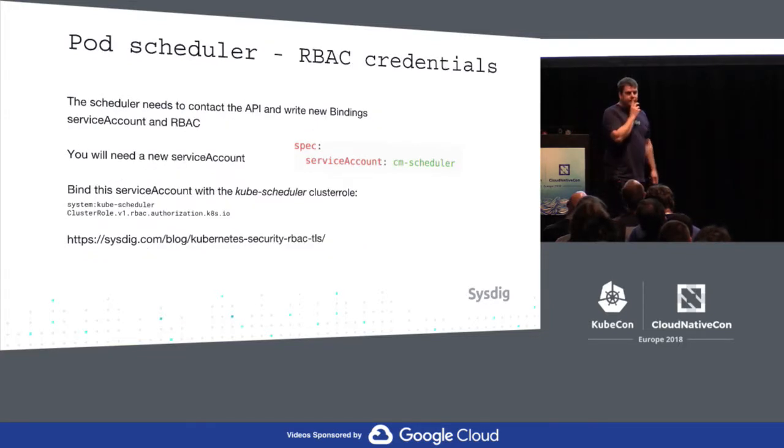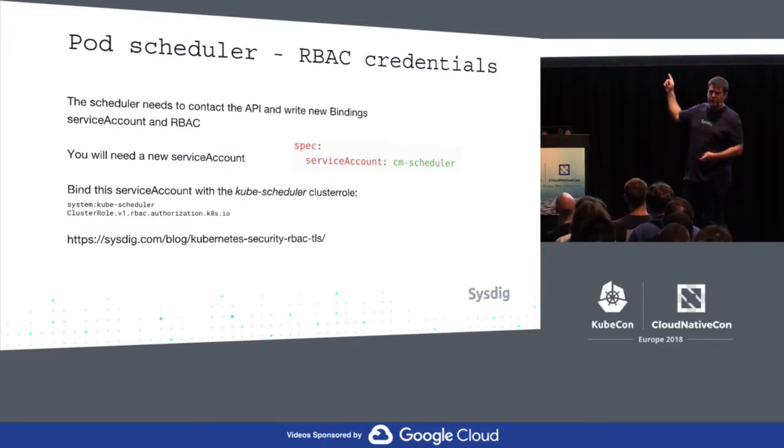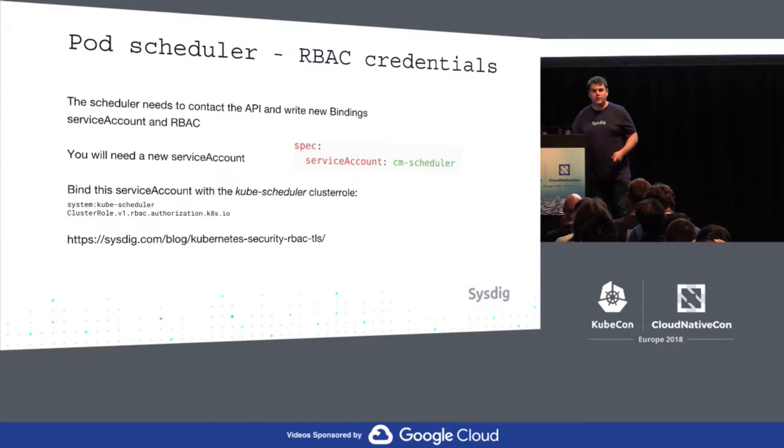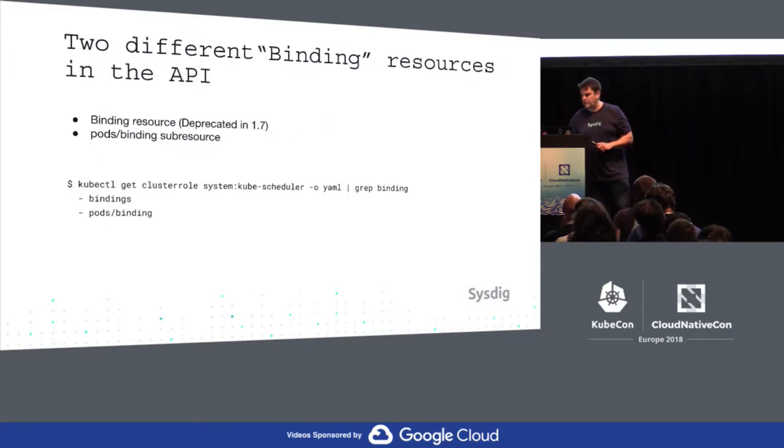A couple of considerations at this point. You will need to create a service account for this pod, but you already have a cluster role that is the kube-scheduler. So this pod is going to contact the API and is going to modify and write objects to the Kubernetes API. So it needs this set of privileges. Not important for this talk, but just in case you actually want to do it.